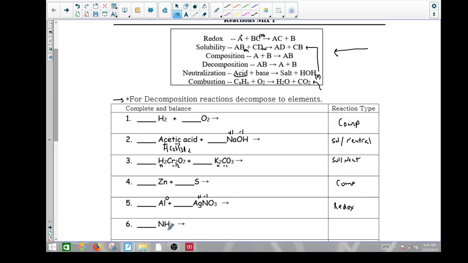Okay. And the last one here is 6. We only have one item, and it's going to break apart. So, decomposition. In this one, I'm just going to predict the products on these, and I will give some hints as to what you've got to do to finish them off. But I'm not going to do them from start to finish. You likely could have an answer key here to check your answers. But this is just to get you started.